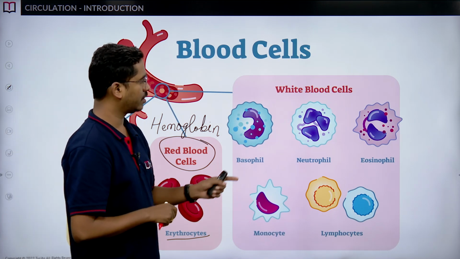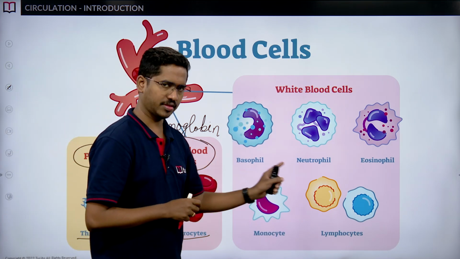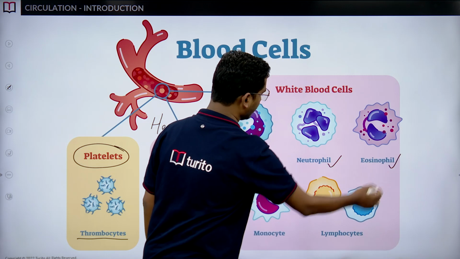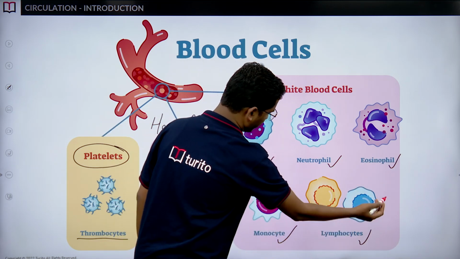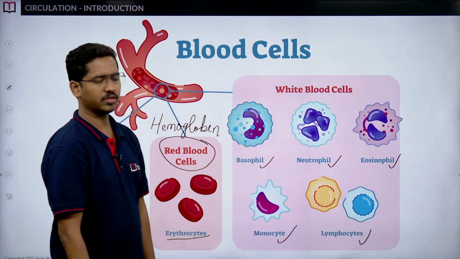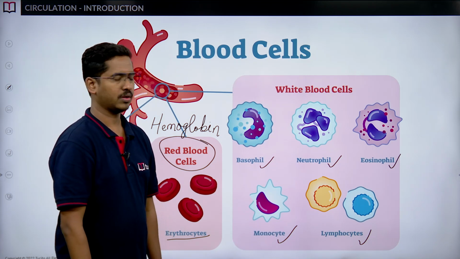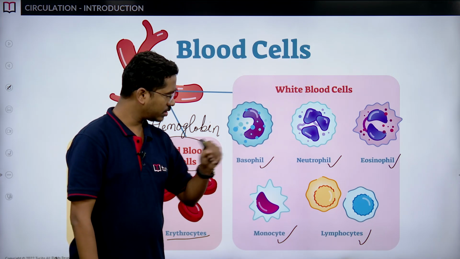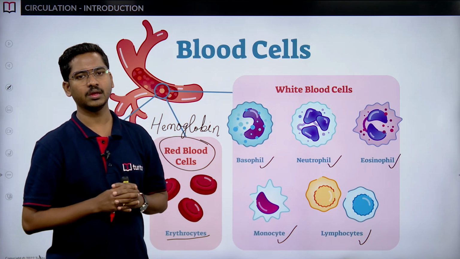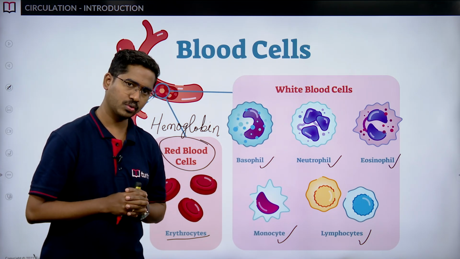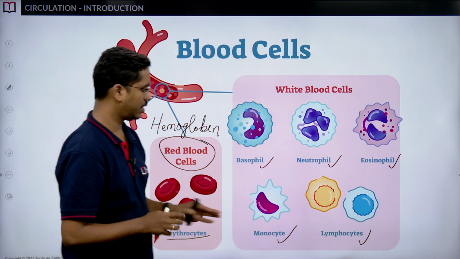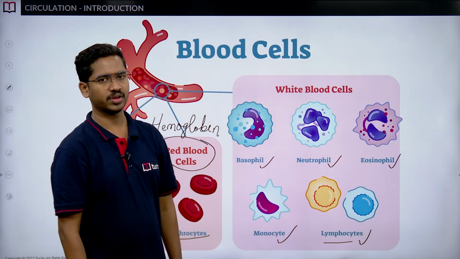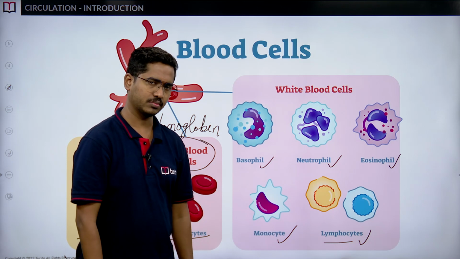Okay. When it comes to WBCs, there are several types of WBCs. You see basophil, neutrophil, eosinophil, monocyte and lymphocytes. So, you get to see this many types of WBCs. Now, you have to understand something here. We get to see the formation of the WBCs in the red bone marrow of the bone, but part of them are also formed in the lymphatic system. Monocytes and lymphocytes are formed in the lymphatic system of the body.